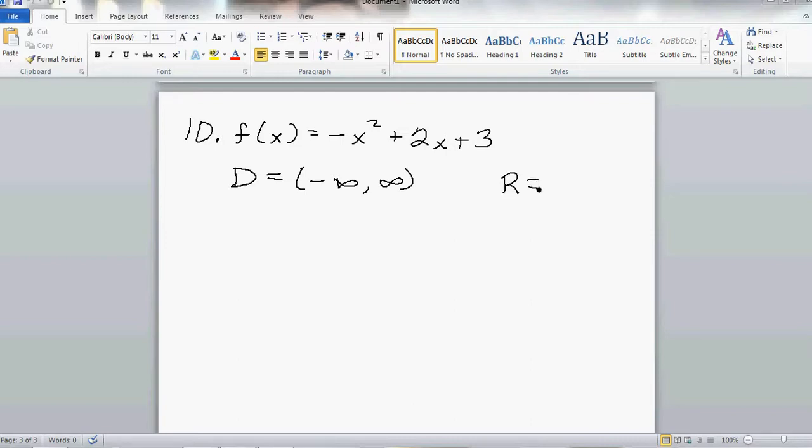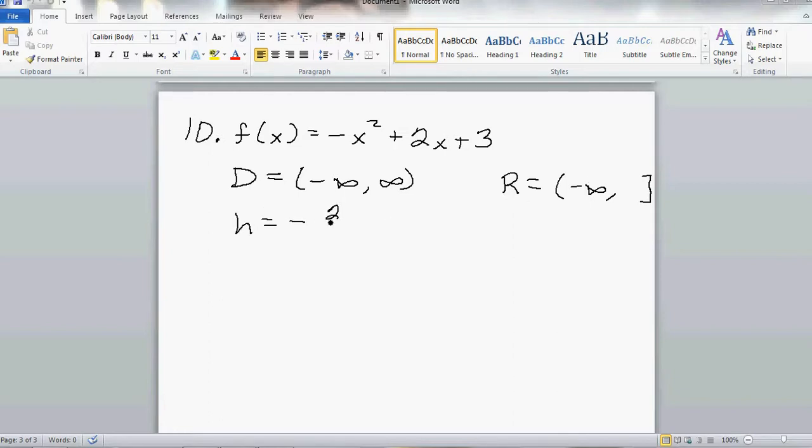But when we find the range, we need to look at the y value. In order to do that, first thing we need to do is find the vertex, because we know the vertex is going to be either a maximum or a minimum. In this case, it will actually be a maximum, because this negative says that the parabola is upside down, so we're going to hit a high point. So we know our range will be from negative infinity up to and including some value, but we don't know exactly what. We have to do some calculations.